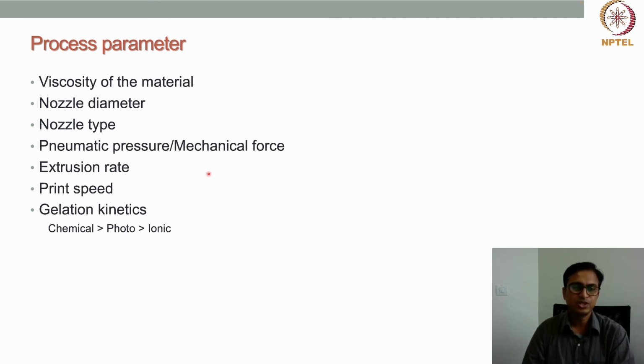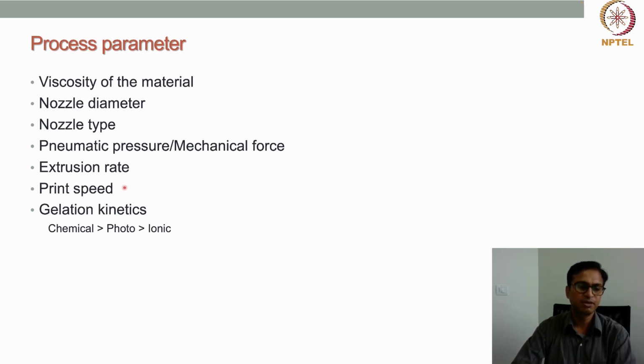The extrusion rate can be very high, but if it is very high, again the same thing: it may cause a lot of shear stress, and that can be detrimental for the encapsulated cells. If the extrusion rate is very slow, then the time required for the printed structure will go high. So accordingly, we need to control the extrusion rate.